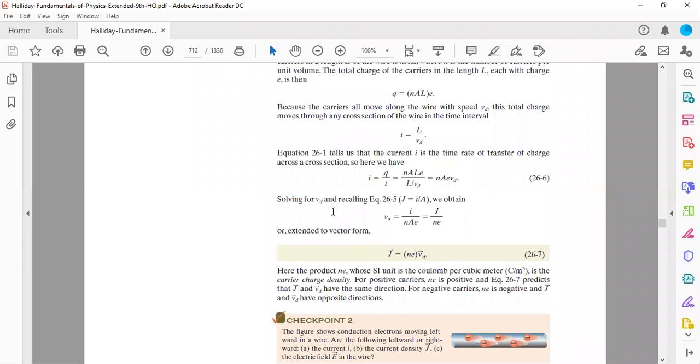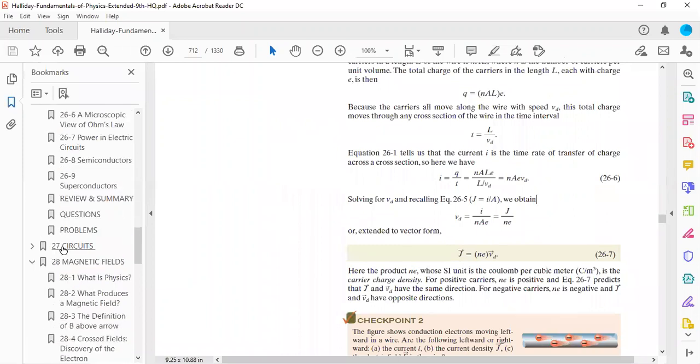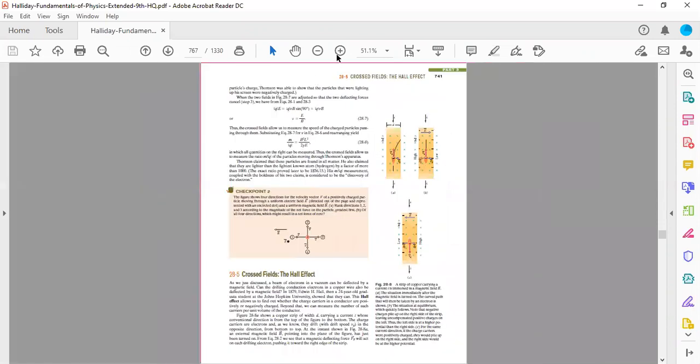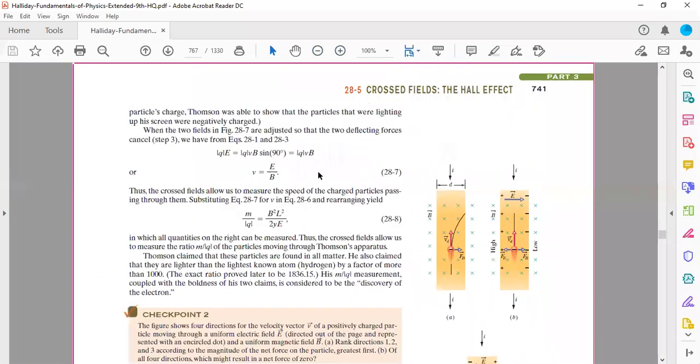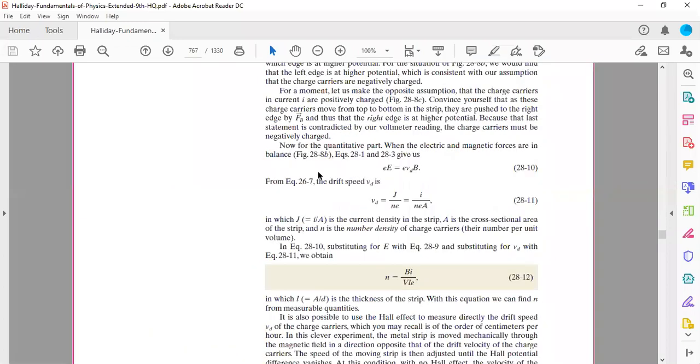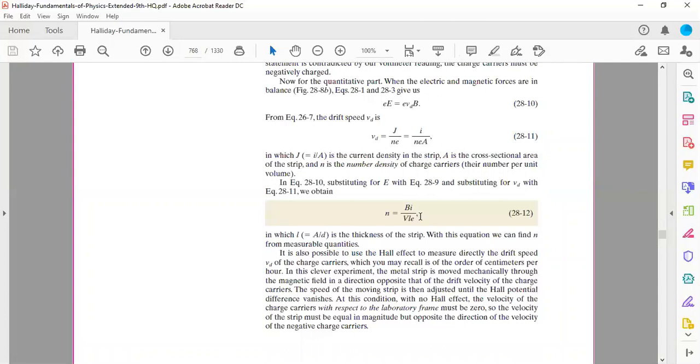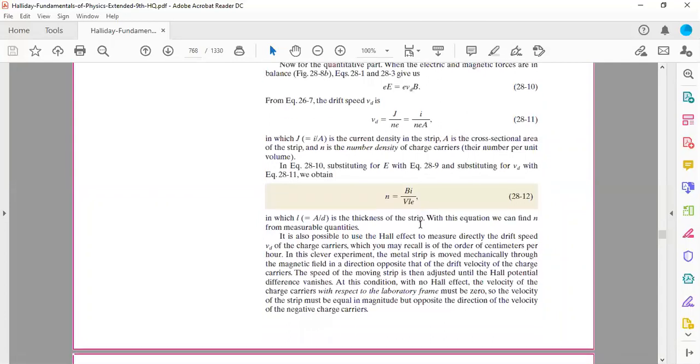Similarly, time is defined as the length over drift velocity. Then put both of these equations into the definition of the current, I is equal to Q over T. So at the end, this will be the equation of the current in this specific case. The equation of the drift velocity is current density over N into E. This means the drift velocity depends upon the number of charged particles, nature of the charged particle, and current density.